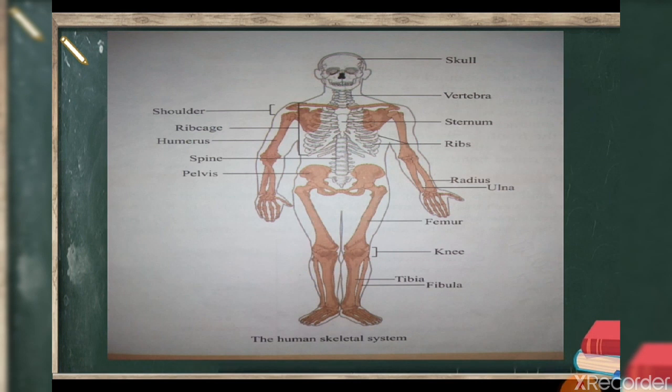Now, see, this is our skeletal system. This is a full human body skeletal system. You can see there are so many bones. So now we will read about the bones, how many bones we have, in which part, and which type of bones are there. Our skeletal system we will divide in two parts.